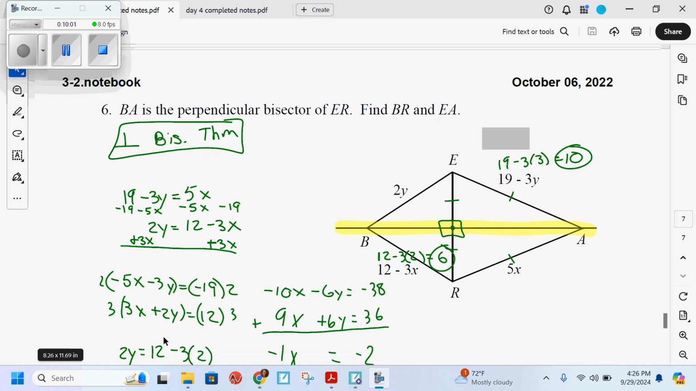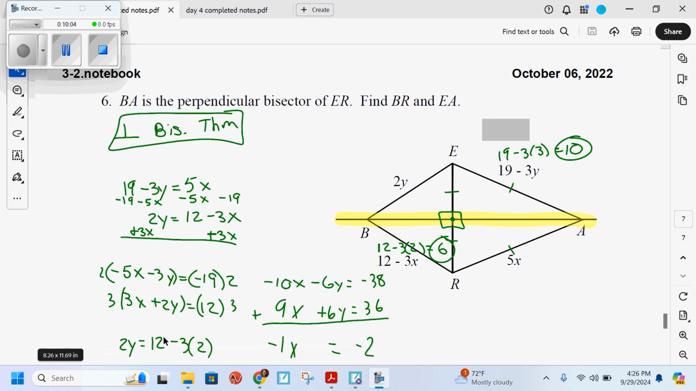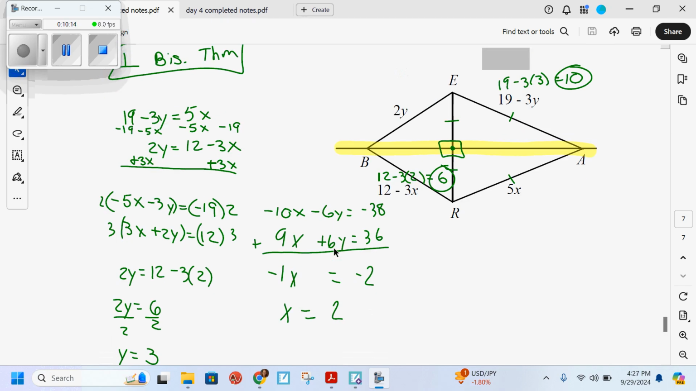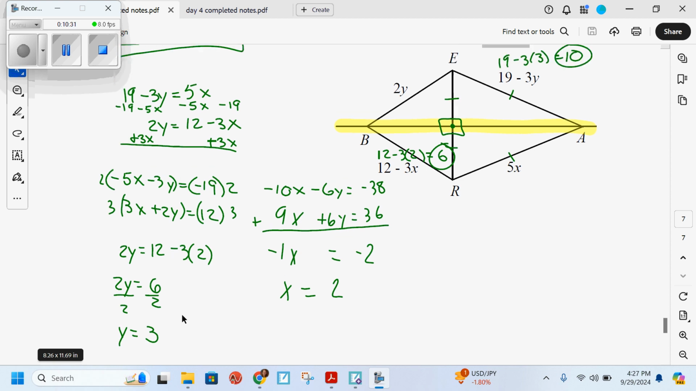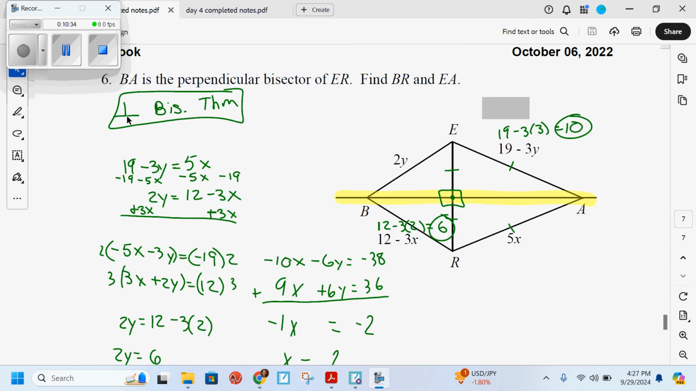I decided to multiply through to eliminate my y's. So I multiplied this equation by 2 and this one by 3. So here are my new equations right here. When I add them together, my y's are eliminated. I have negative 1x equals negative 2, so x is 2. Once I found x to be 2, I decided to use this equation, which came from right here. I subbed in x is 2, and then I was able to solve for y. My justification for this is that I'm using the perpendicular bisector theorem.